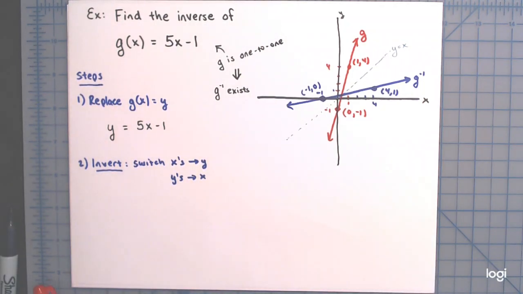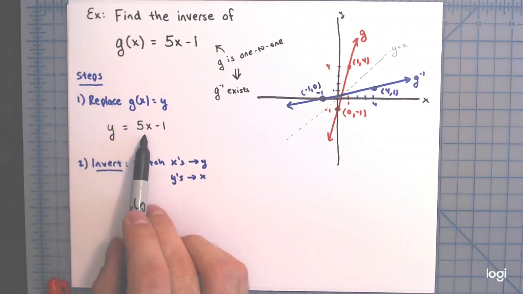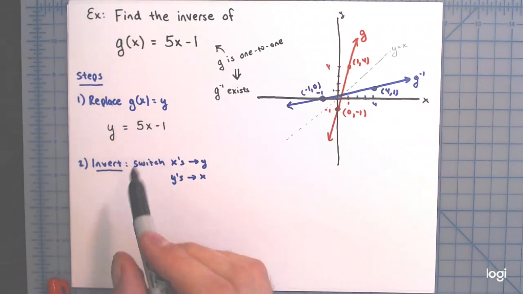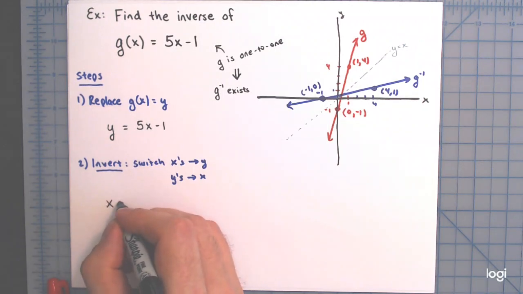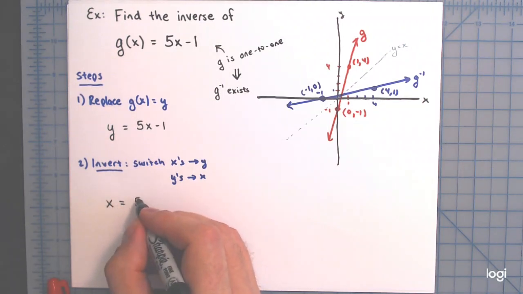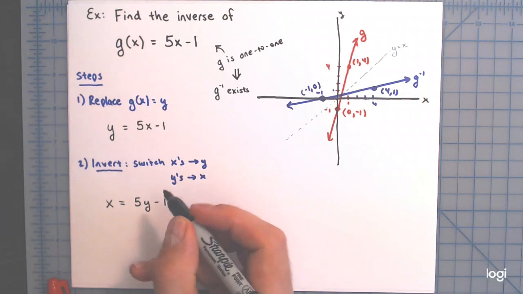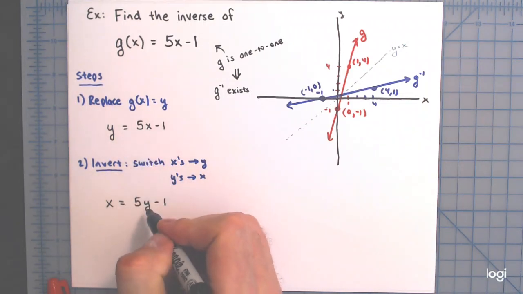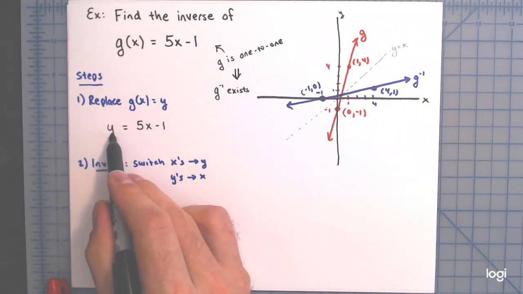All right, so that will look like this. So instead of y equals 5x minus 1, I have x equals 5y minus 1, right? Every x I see, there's only one of them, becomes a y. Every y I see becomes an x.